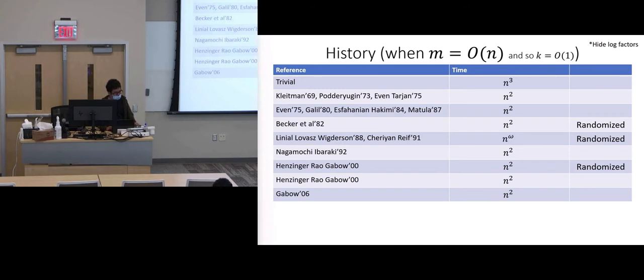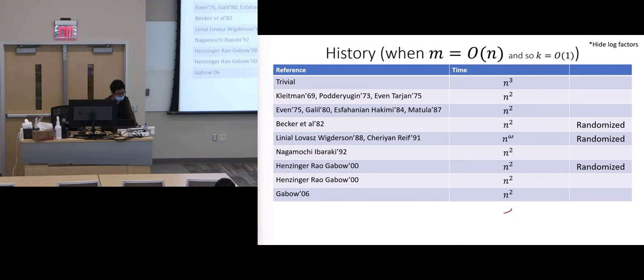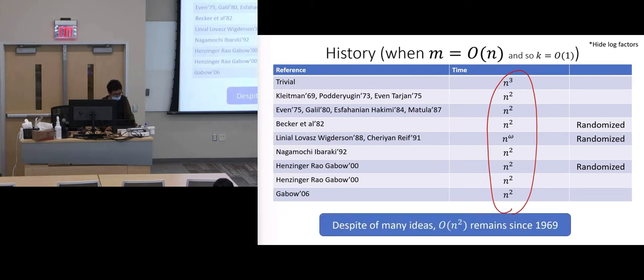But the point is, let's say the graph is sparse, then nothing has been slower than n squared. All of these bounds, when the graph is sparse, just simplify to n squared at least. And this n squared has actually been known for like 50 years.